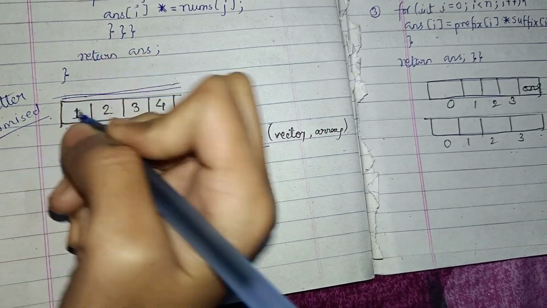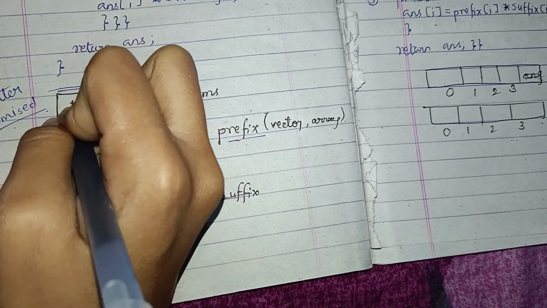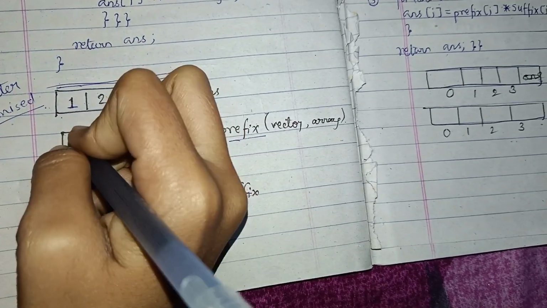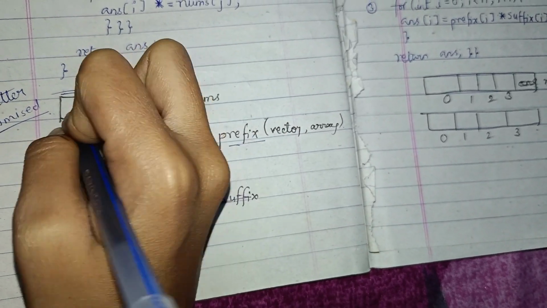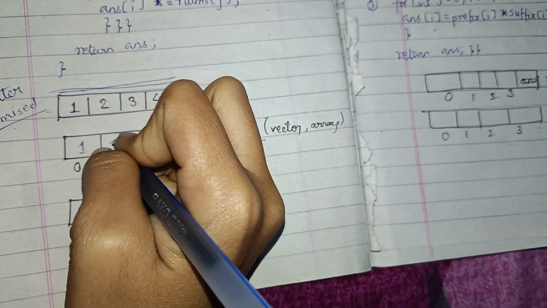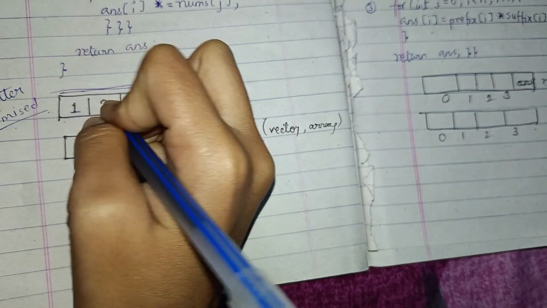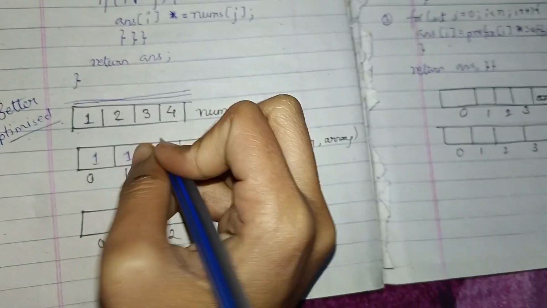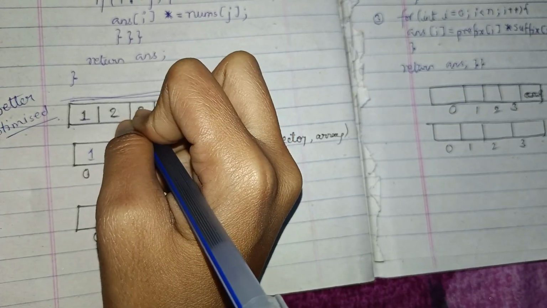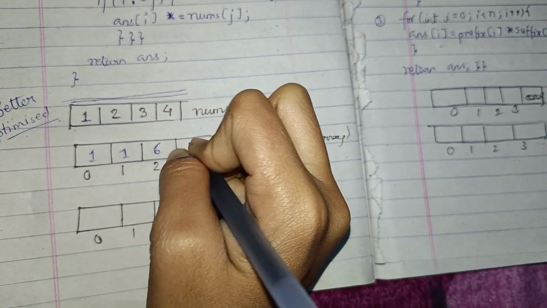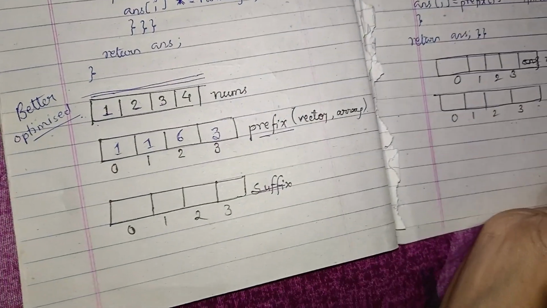Like here we can say that next to 1 there is nothing, so it is 1 only. Then for 2 it will be 1. Okay, it will be 1. Then for 3 it is 6. For 4 it is 3. So we just store it in the prefix.